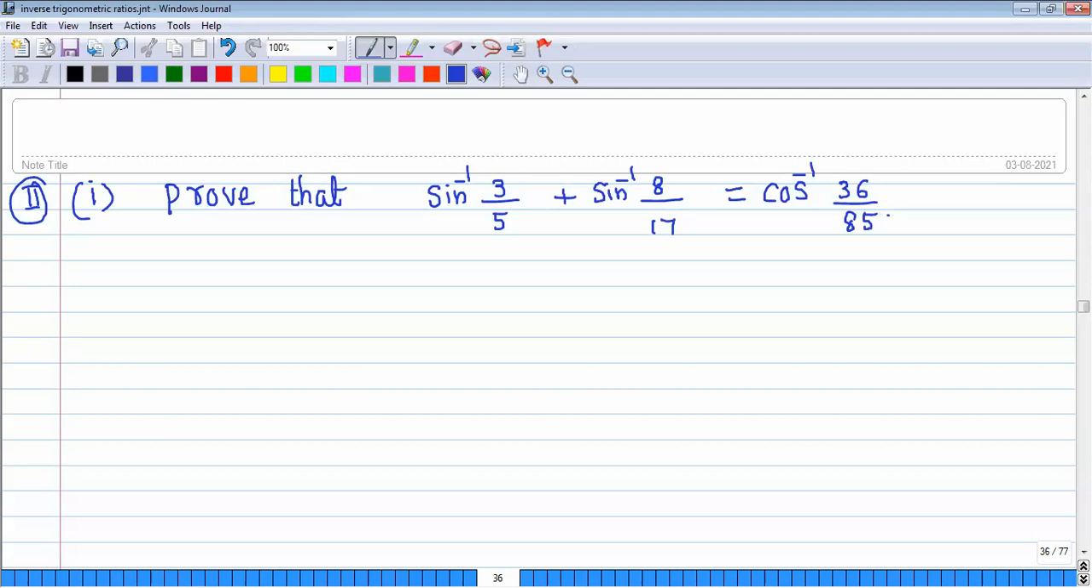In mathematics, by restating the problem, some problems can be solved. So instead of the given problem, we can create an equivalent problem. This is equal to cos inverse 36 by 85, which means cos of sin inverse 3 by 5 plus sin inverse 8 by 17 is equal to 36 by 85. It is enough to prove that. So we need to restate the problem like this.